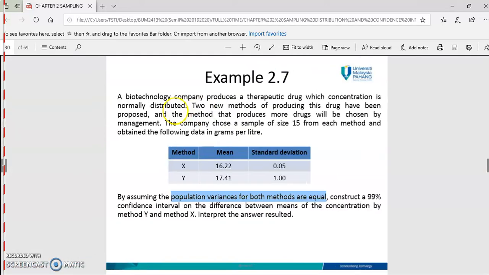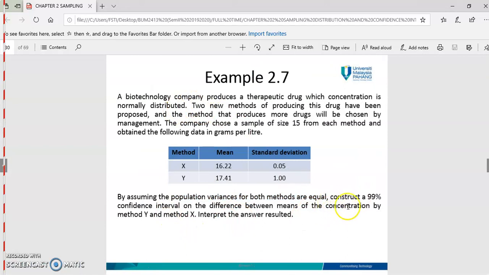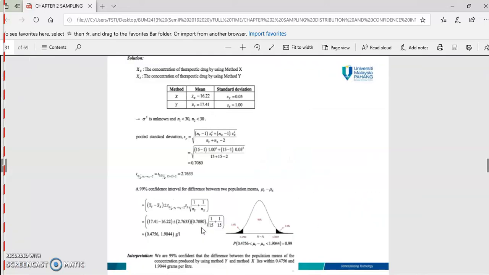Here we have mentioned by method Y and method X, so it is compulsory to do Y minus X. That's why here we have X bar Y minus X bar X. Find your T value in your statistical table, then we get this confidence interval. Both are positive, so how we interpret will be similar to what we discussed for the single population mean. Hope that you understand.